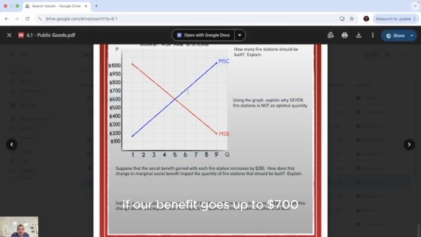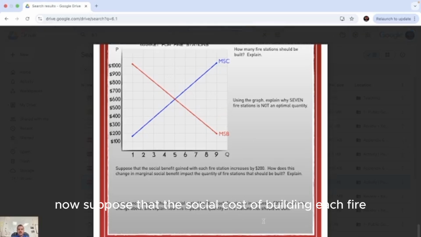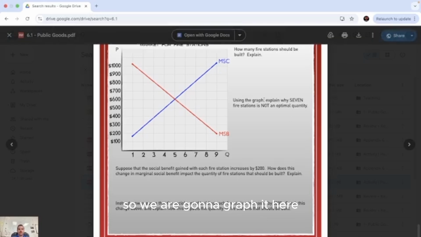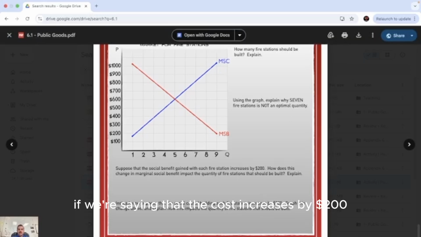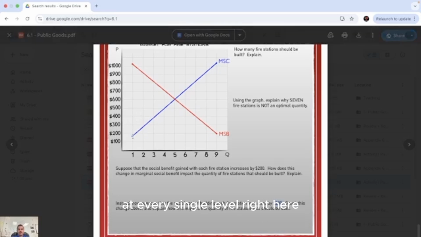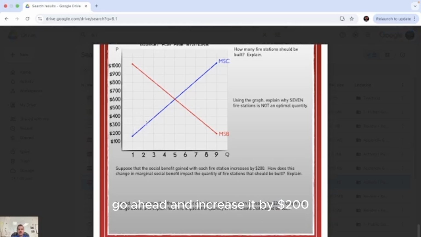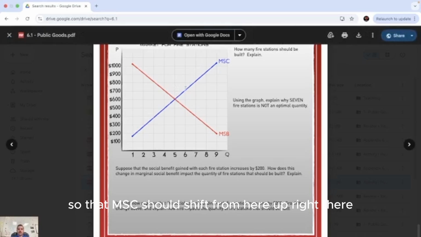If our benefit goes up to $700. So that would be like if MSB moved. You don't need to. Instead, now suppose that the social cost of building each fire station increases by $200. Graph this change above. Okay, so we're going to graph it here. So for our MSC, if we're saying that the cost increases by $200, at every single level right here, go ahead and increase it by $200. So go from $300 to $500. Go from $400 to $600. And do the same thing throughout the whole thing so that MSC should shift from here up right there.